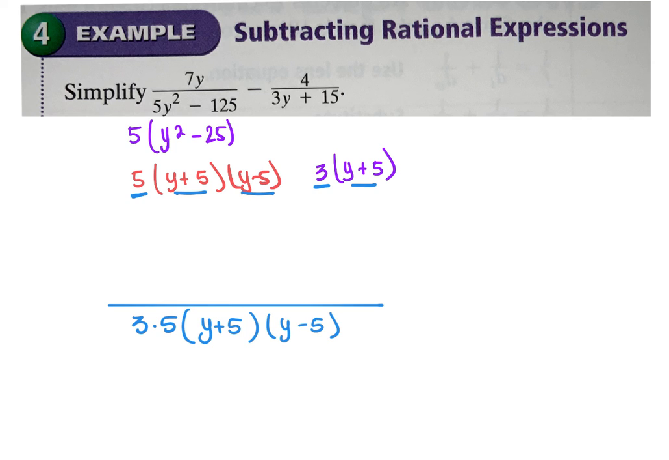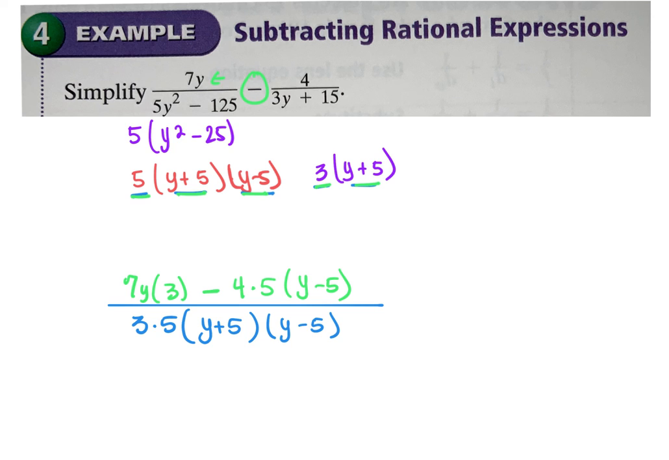And then to decide my numerators, I'm going to do exactly the same thing. The 7y, which is the numerator here, has the y plus 5, the y minus 5. What is it missing? The 3, all right? Make sure you put the subtraction here. And then I have a 4. The 4 is missing the 5, right? It has the 3 and the y plus 5, and it's missing the y minus 5.